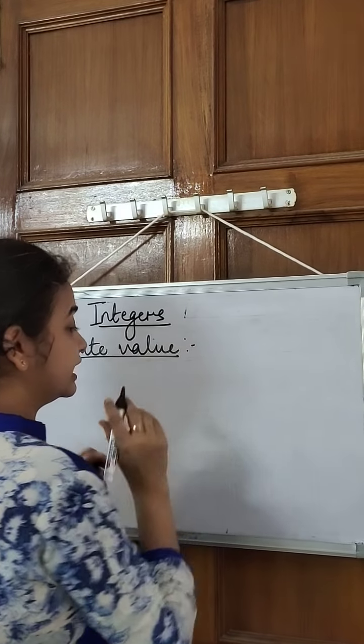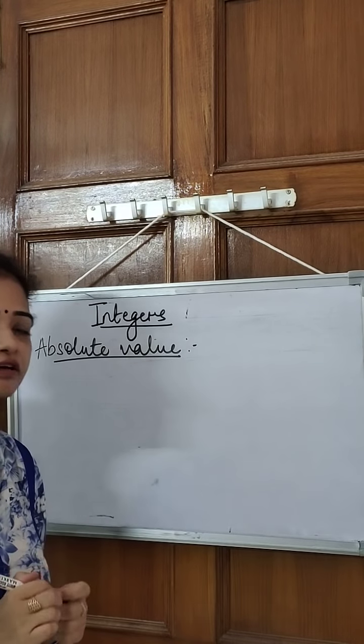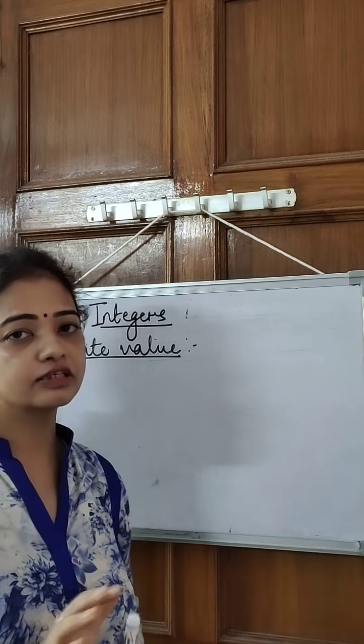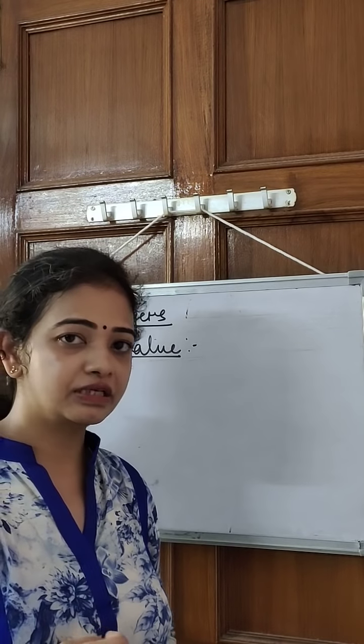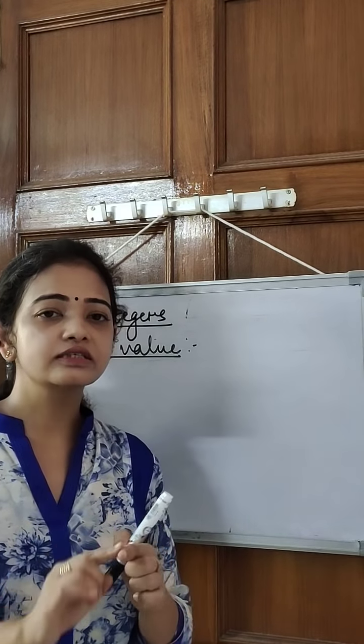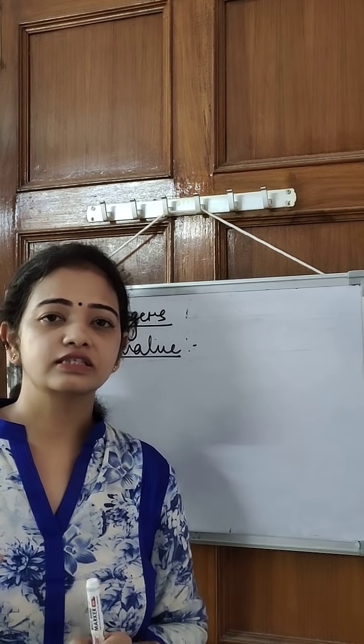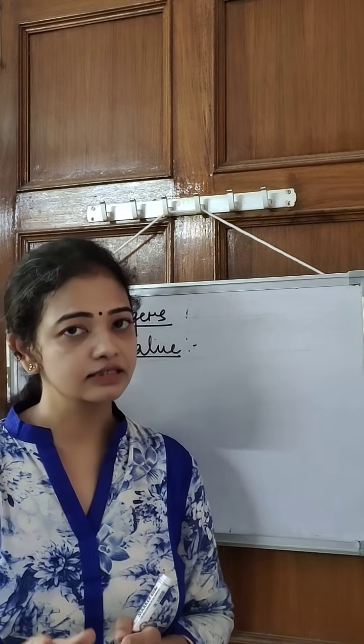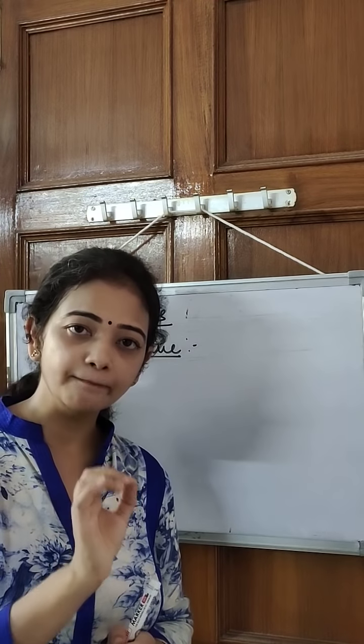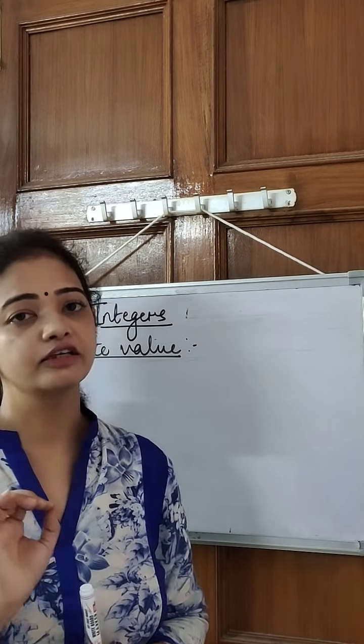Absolute value of any integer is its numerical value regardless of the sign. Now what does this mean? Absolute value is the numerical value, the number value, regardless of the sign. It means we will not consider the sign, we will only see the number. That is what absolute value says.